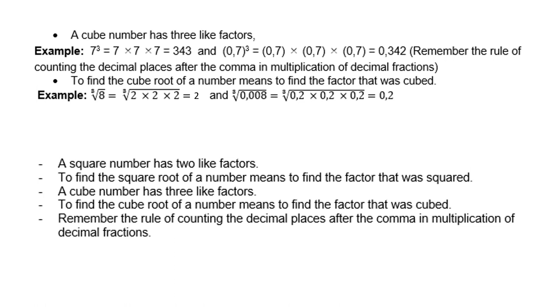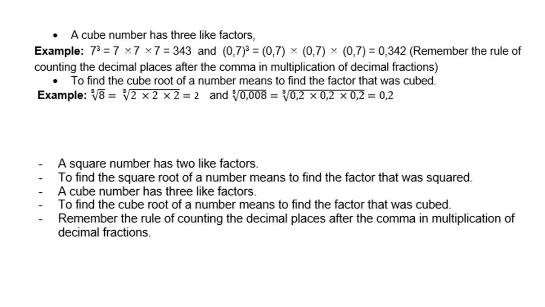To find the cube root of a number means to find the number that was cubed. For example, the cube root of 8 is 2, because 2 times 2 times 2 is 8. And the cube root of 0,008 is 0,2, because 0,2 times 0,2 times 0,2 is 0,008. So, therefore, the answer is 0,2.